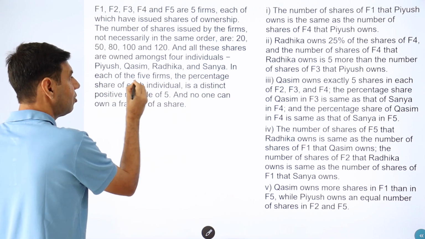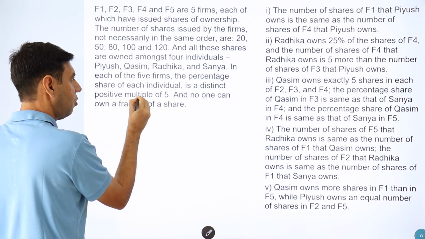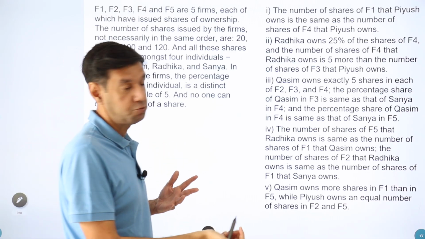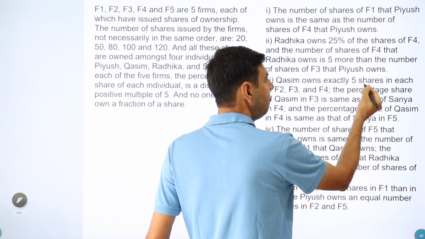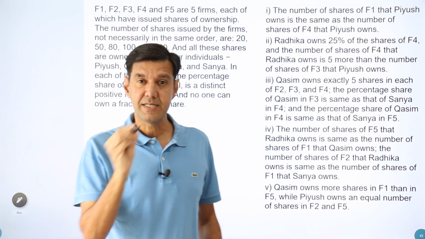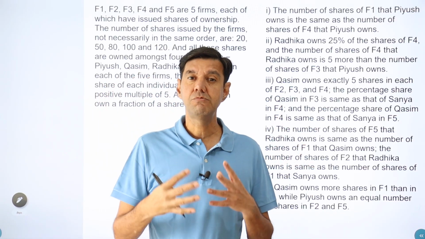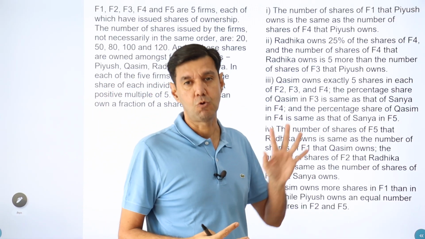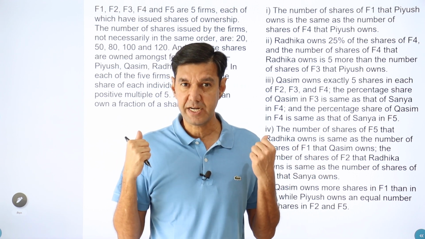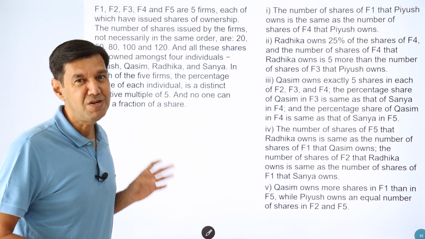Having read, in each of the 5 firms, the percentage share of each individual is a distinct positive multiple of 5. What did you make out of it? How did you use it? Qasim owns exactly 5 shares in each of F2, F3, F4. Did it result in just an entry of 5 in the representation, or did you infer something more out of it? And how much more can you make use of this data? You'll be shocked when you see the explanation. But for that shock, you need to try it.